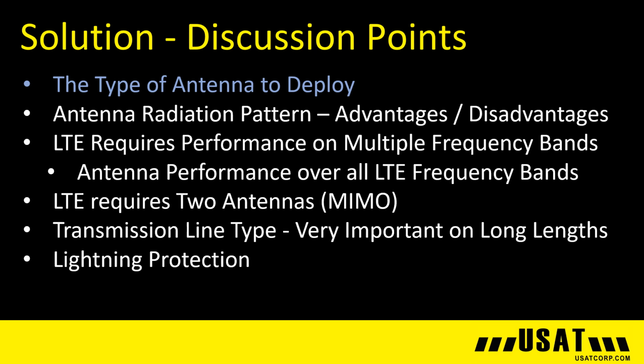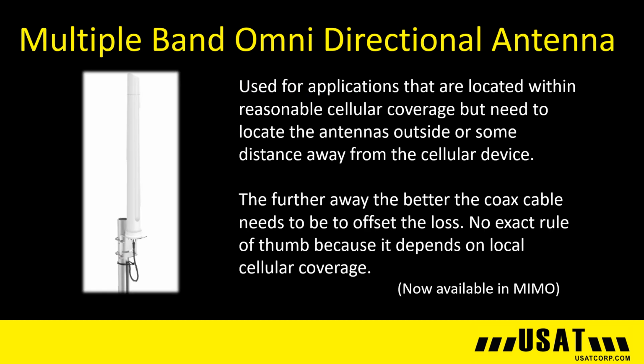The first is the type of antenna to deploy. There are many, but I want to specifically focus on rural applications here. To narrow it down, I'm going to focus on 4 different types. The first is a multi-band Omni antenna, used for applications that are located within reasonable cellular coverage but need to locate the antennas outside or some distance away from the cellular device. The further away the better. The coax cable needs to be larger to offset the loss.